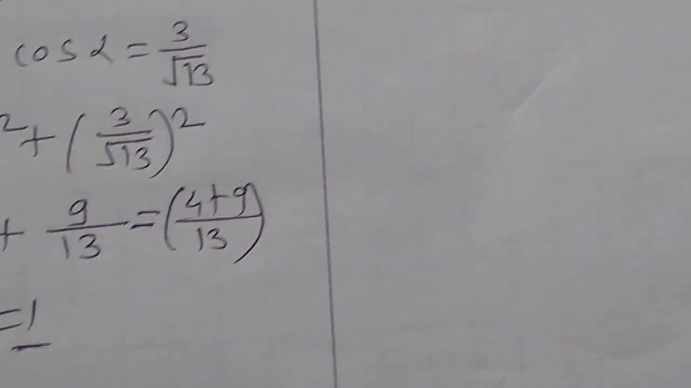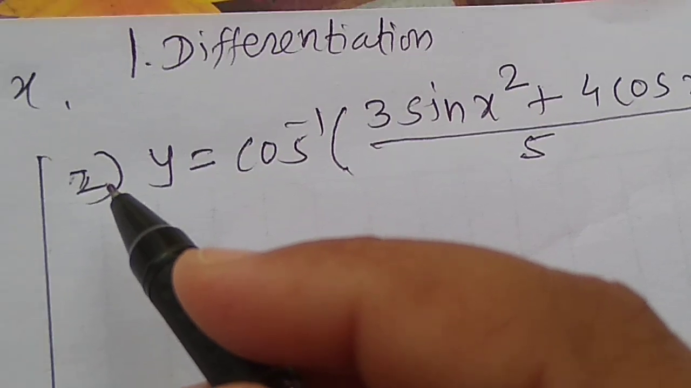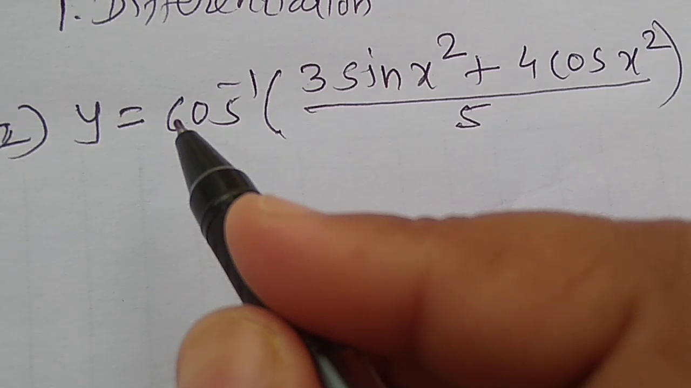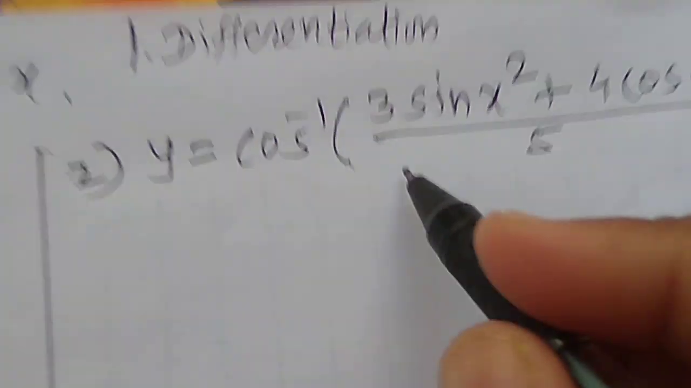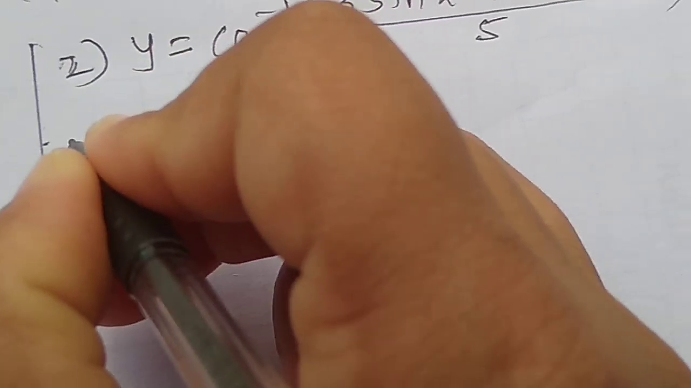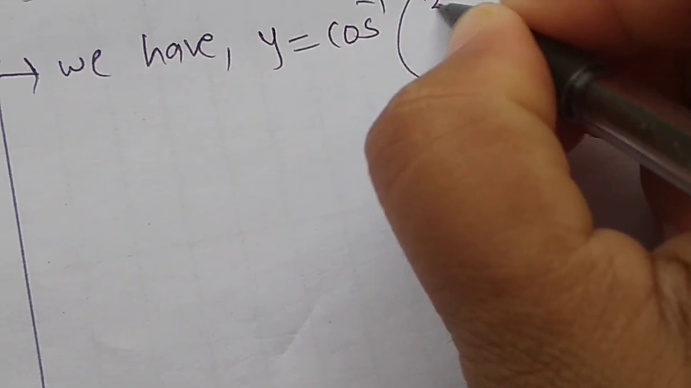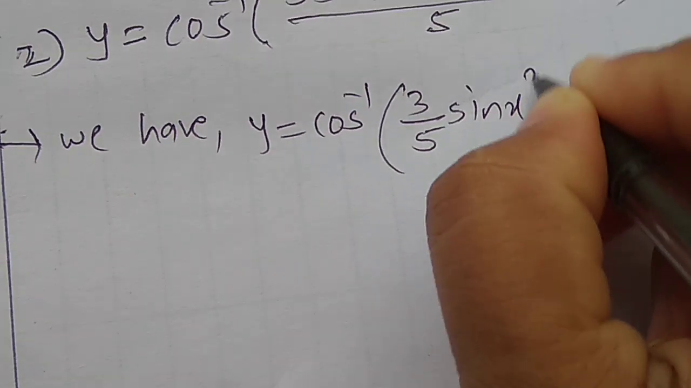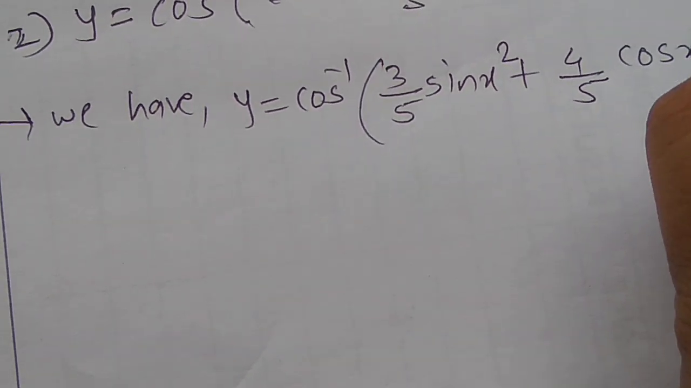Let us see another example. Example number 2, y is equal to cos inverse of 3 sin x square plus 4 cos x square upon 5. Here x square is a theta. Therefore here we can write the given function. We have y is equal to cos inverse of 3 upon 5 into sin x square plus 4 upon 5 cos x square.